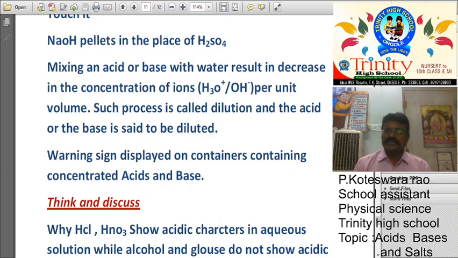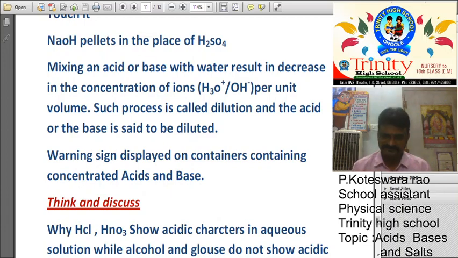So what about dilution? What about diluted acid or base? Mixing of an acid or base with water results in a decrease in the concentration of ions. Ions here are H3O plus or OH minus. Their concentration decreases per unit volume. Such a process is called dilution.